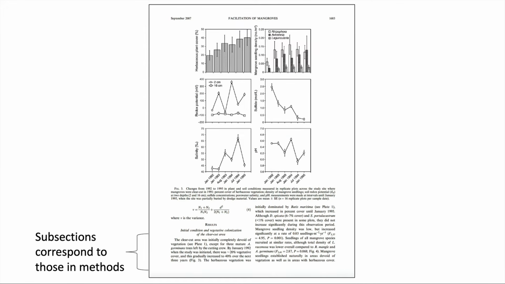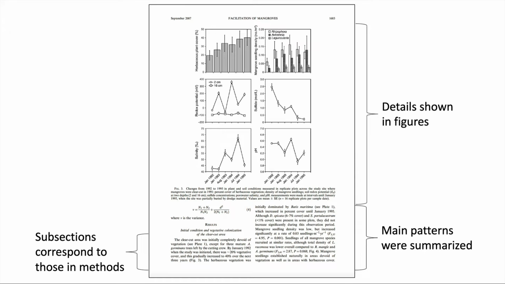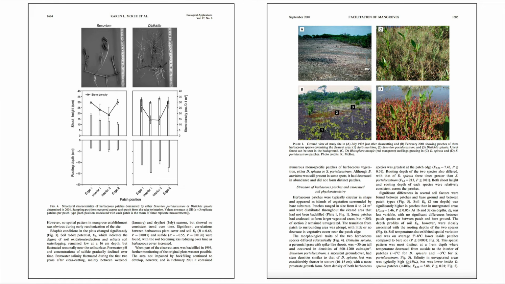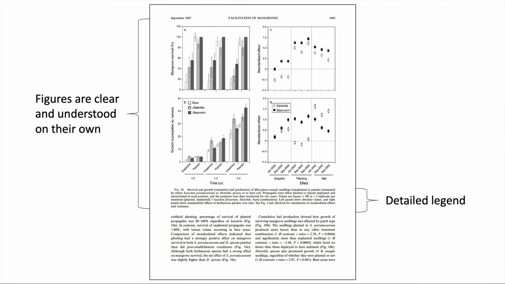In the example paper, the results were divided into 4 subsections comparable to the subsections in the methods. The data were summarized to indicate main patterns. Readers could scrutinize details in the figures. The remainder of the results were presented in a similar manner. Photographs were used to enhance understanding of the data presented. Note that all the figures are understandable without reference to the text. Look at Figure 10. The legend explains in detail what variables are graphed and what is being compared and when.